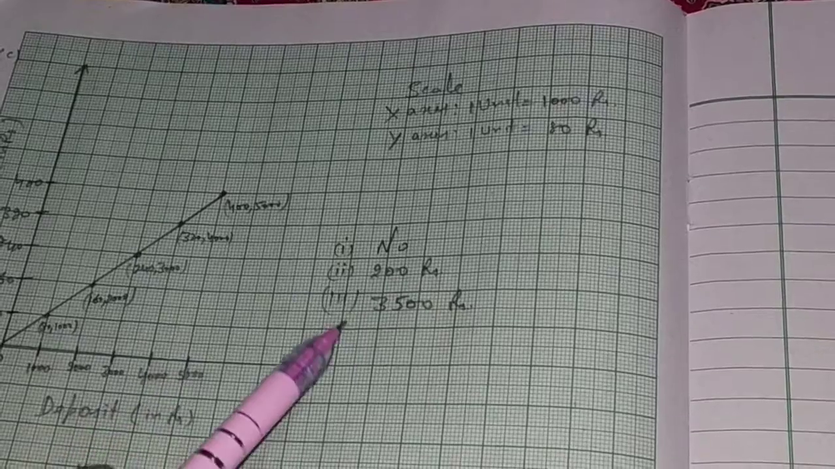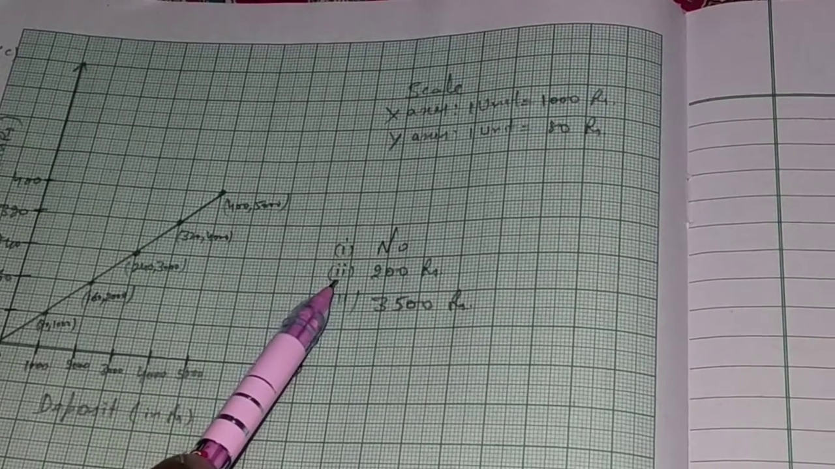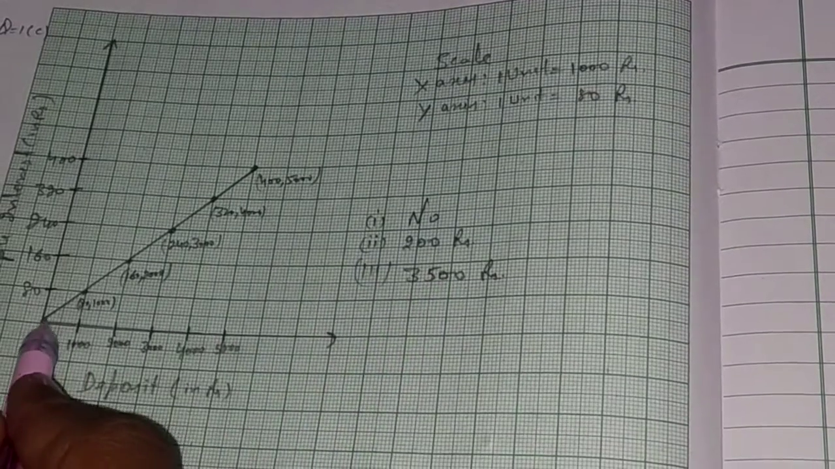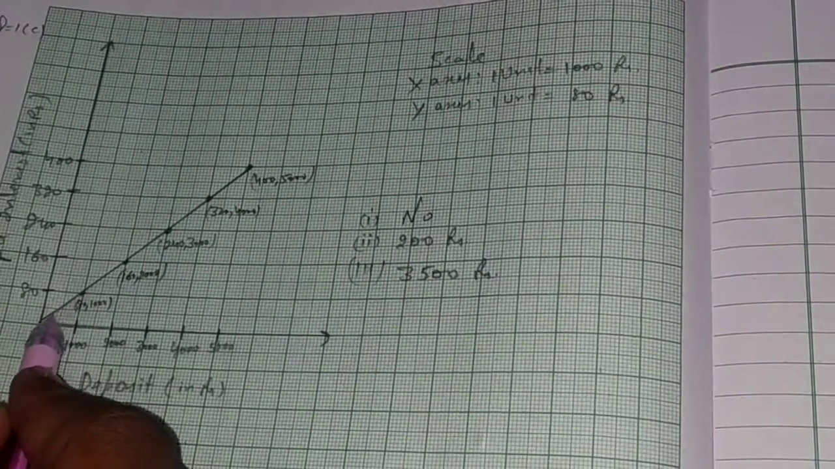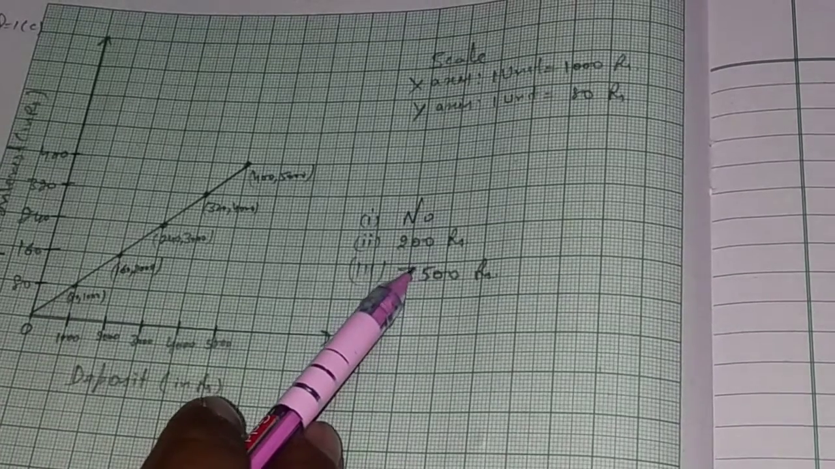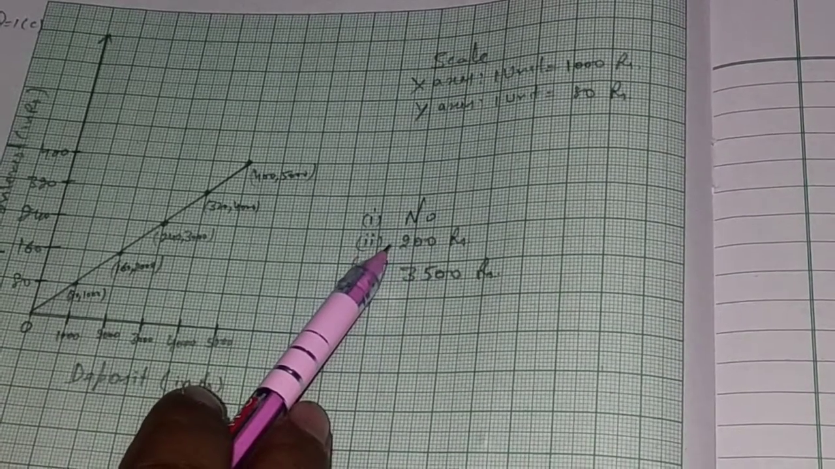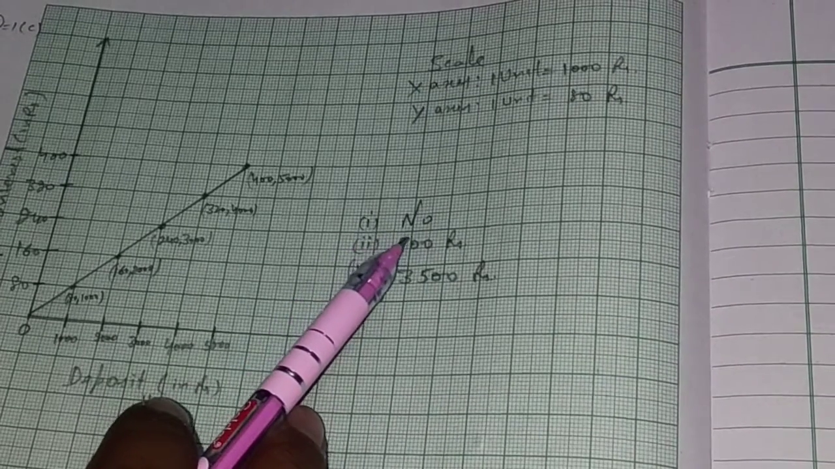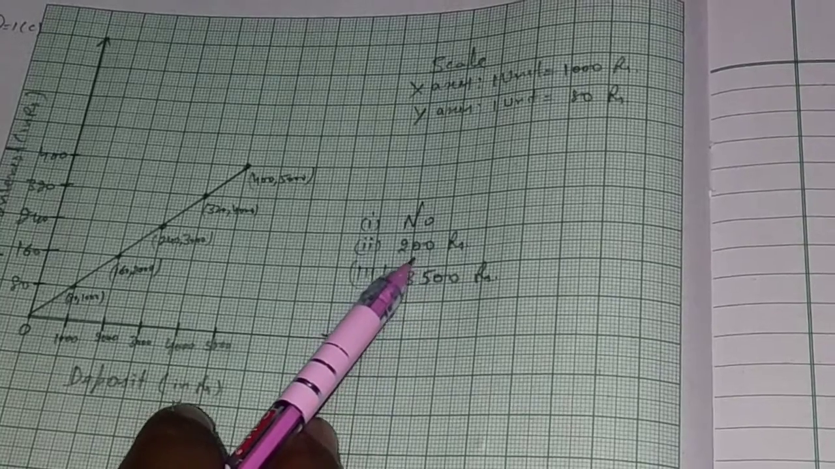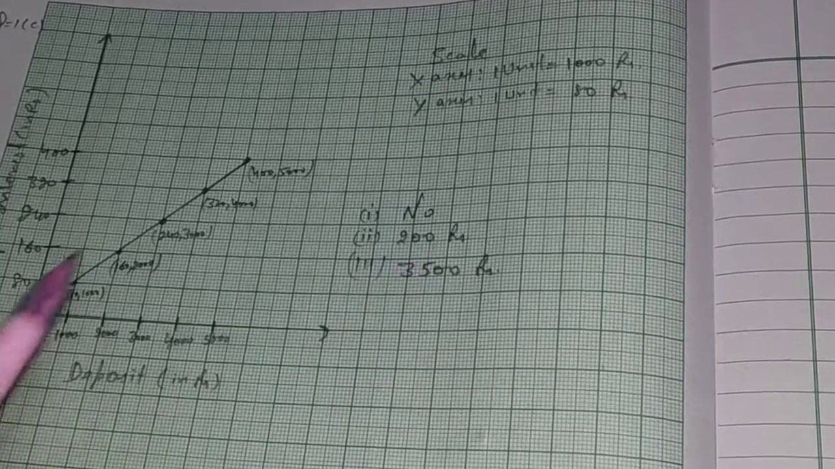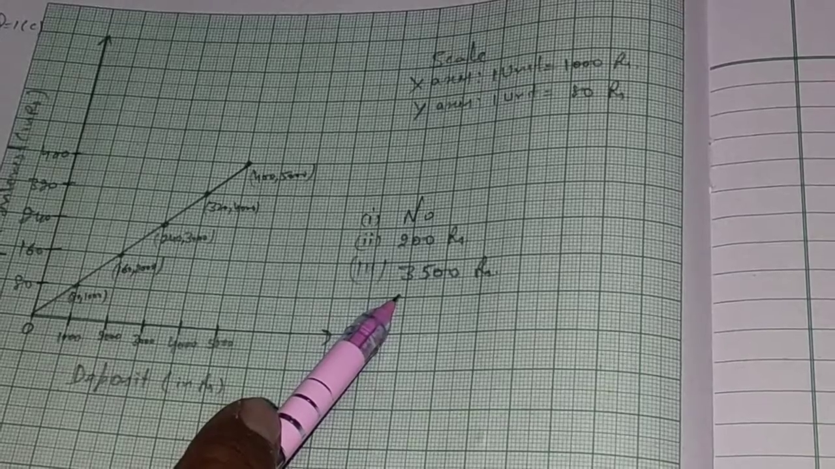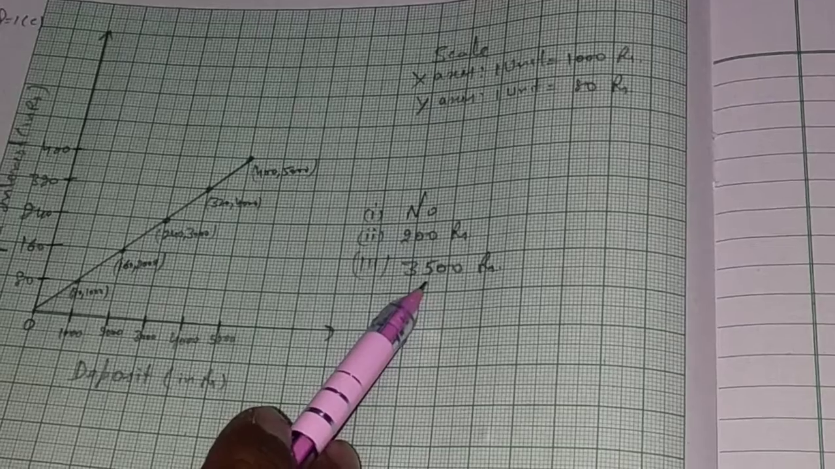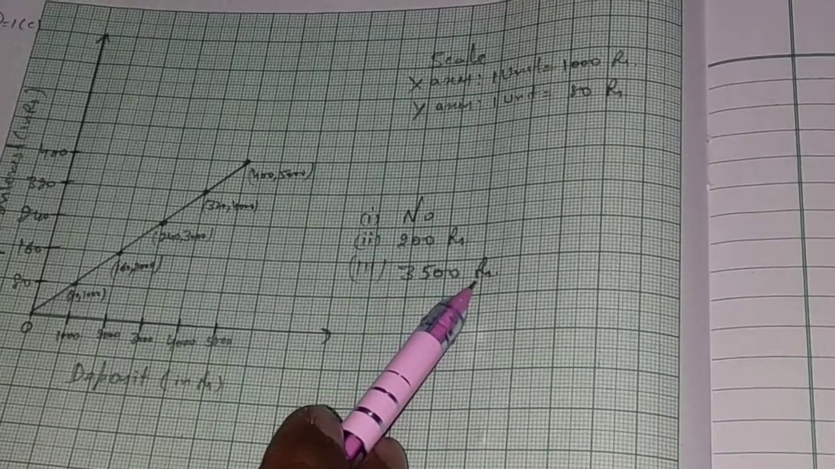Now some questions are there. Does the graph pass through the origin? No. Sorry, remove this line. Okay. Second, use the graph to find the interest on 2500 for a year, that is rupees 200, and to get an interest of 280 we have to deposit 3500 rupees. Fine.